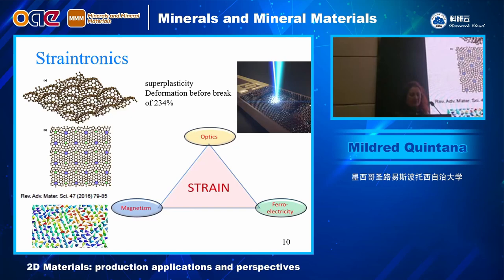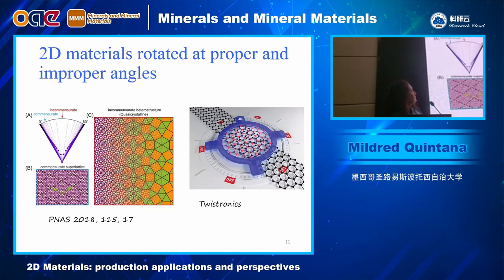Another thing that is very important in this material is that if we have a monolayer, in this case graphene, the properties will be different than if we have two layers. And if we have two layers, we can change the properties by changing, little by little, the angle at which these materials interact with each other.